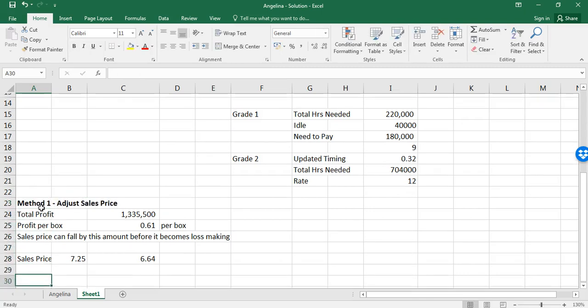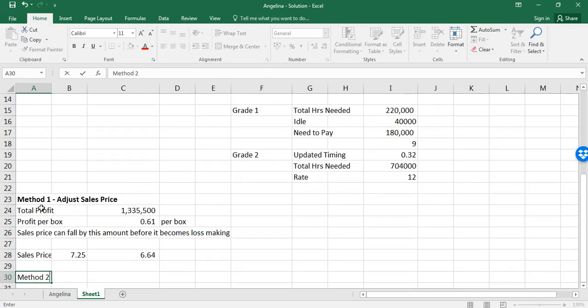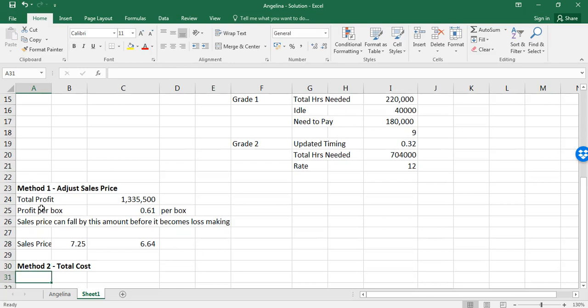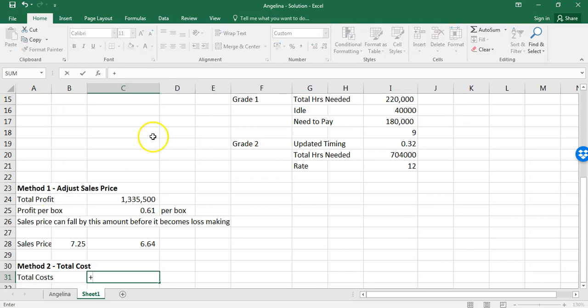Another way is, and I'm sure students have figured it out, method 2 is the total cost method. Take all the costs. What's the total cost of the project? We'll sum them up.